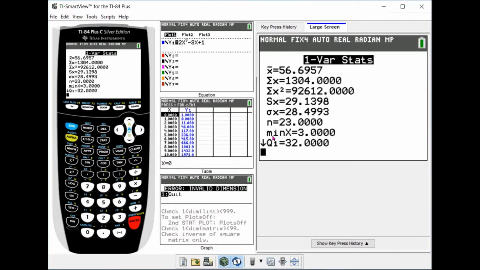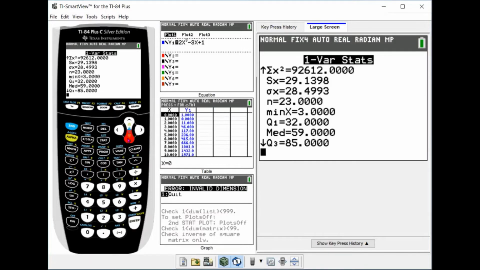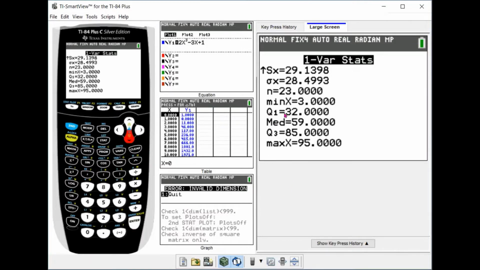And you'll see the values. See, the minimum value is 3. We have the first quartile, Q1, 32. There is a down arrow there, so if you press that down arrow a little bit, you will see more values. Now the median is 59. And then the third quartile is 85. And the maximum value is 95.